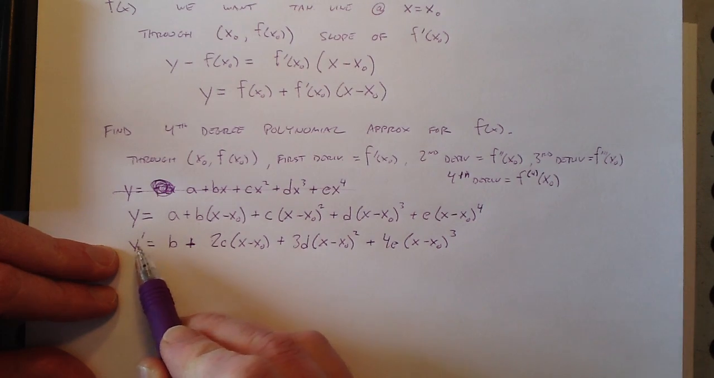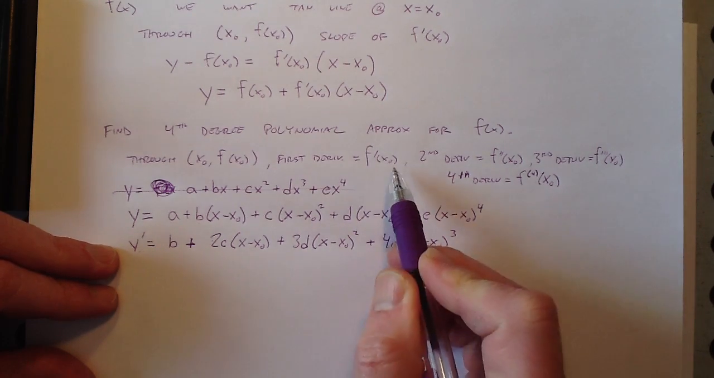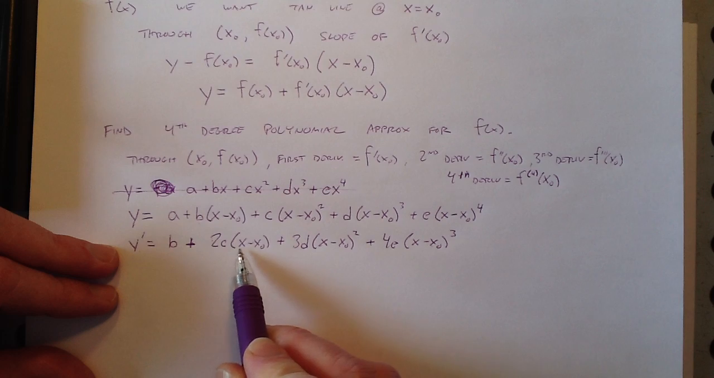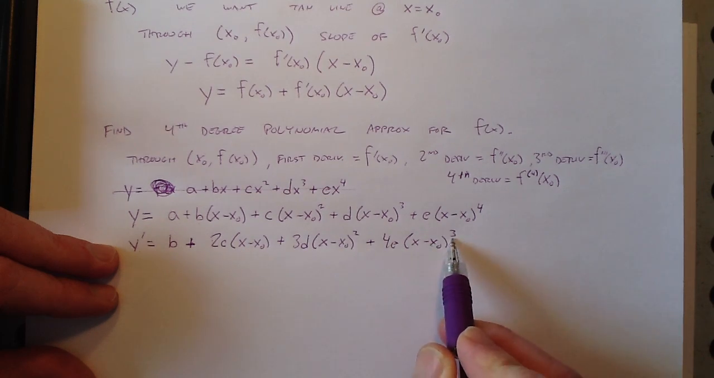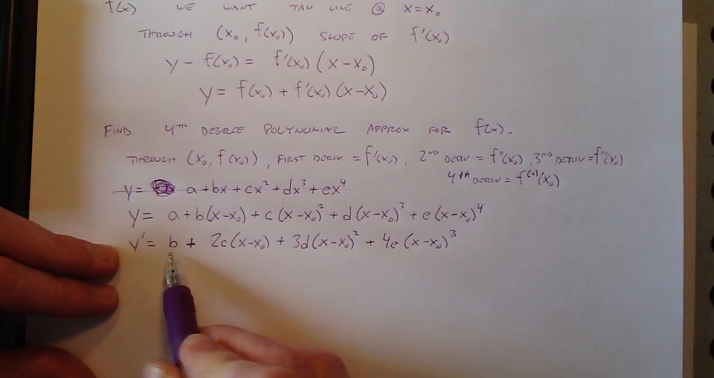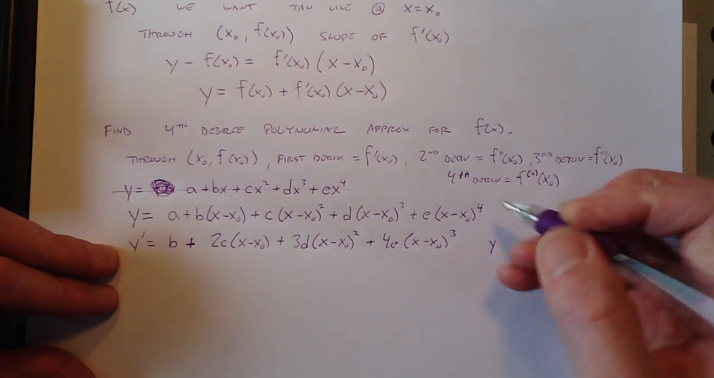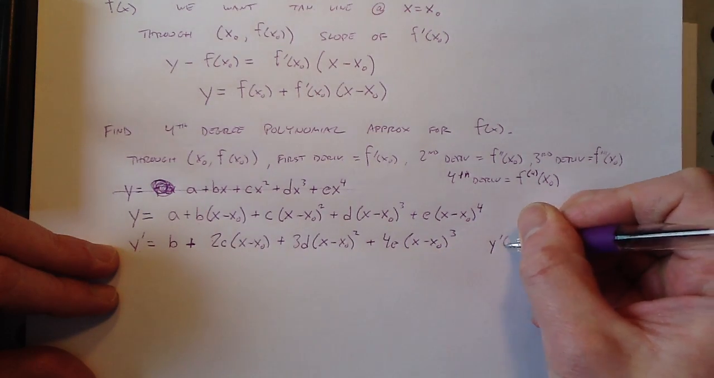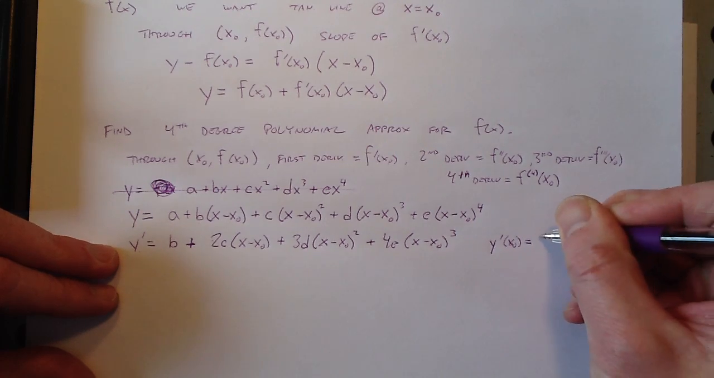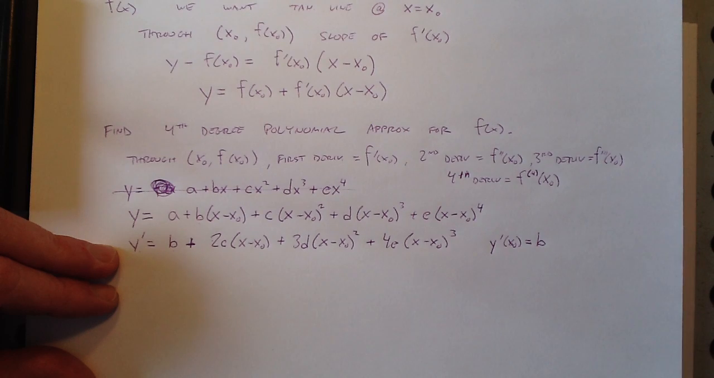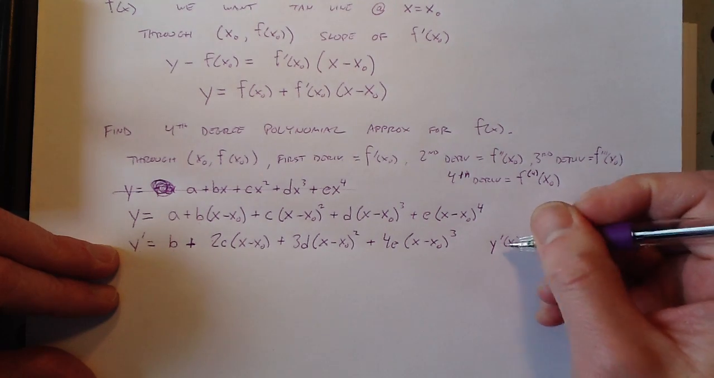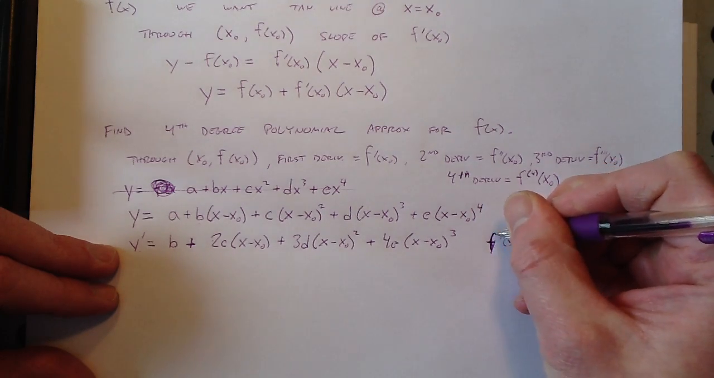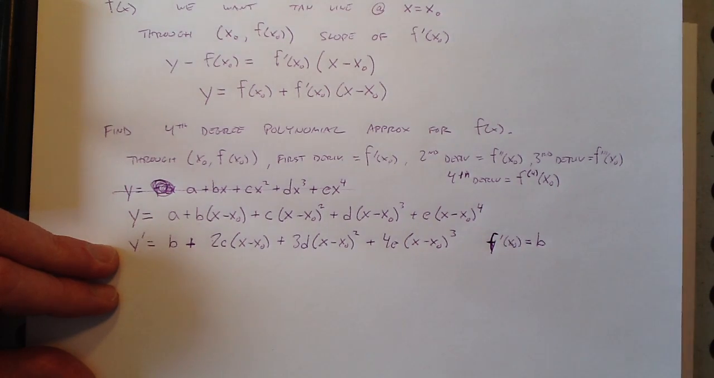That's the first derivative. What's the first derivative when we plug in x sub 0? Now you can see the first derivative is going to be, when I plug x sub 0 into all these, they're just going to turn into 0. So the first derivative is just going to be b. That was the great advantage of writing it like this. So all these terms will disappear. So y prime of x sub 0 is just equal to b. Okay? And I'm going to write that as f prime of x sub 0. Right? That first derivative is just b.